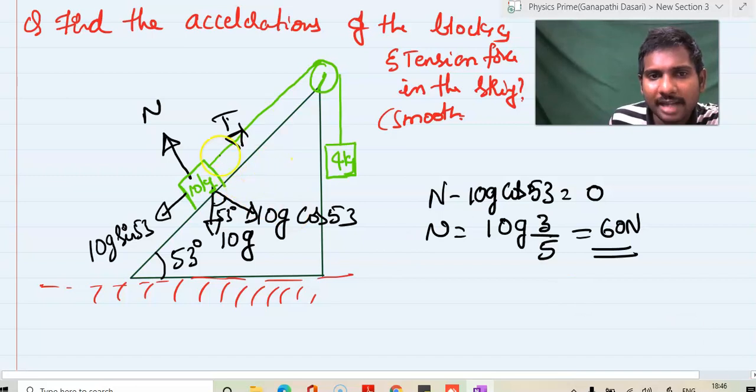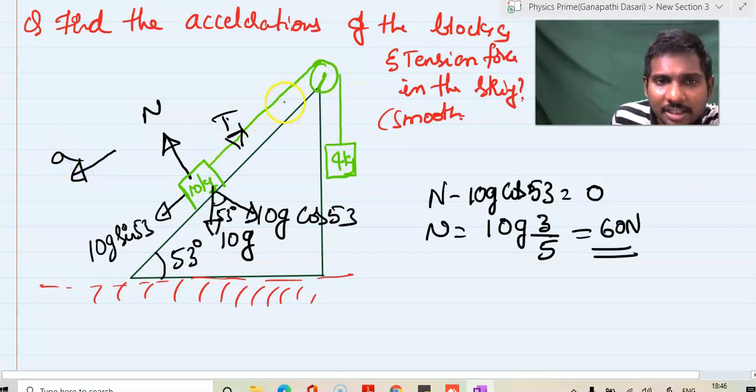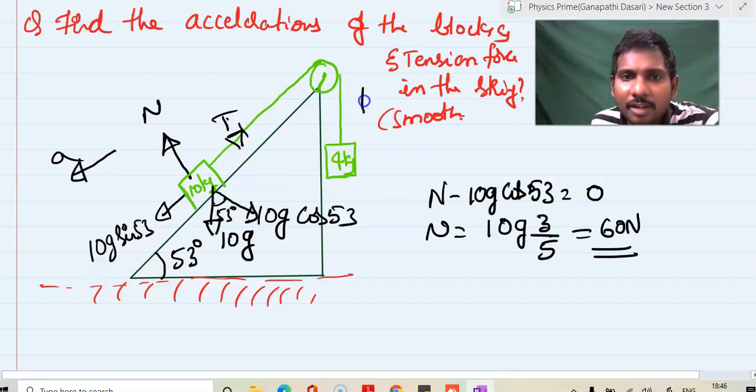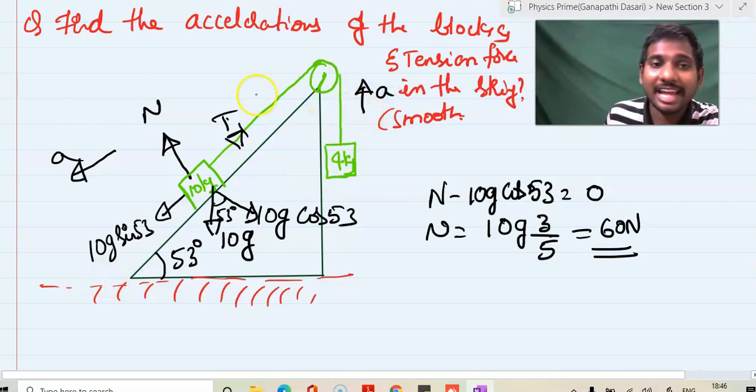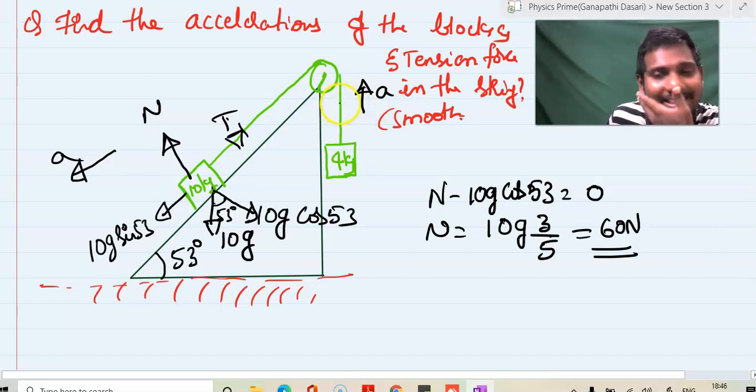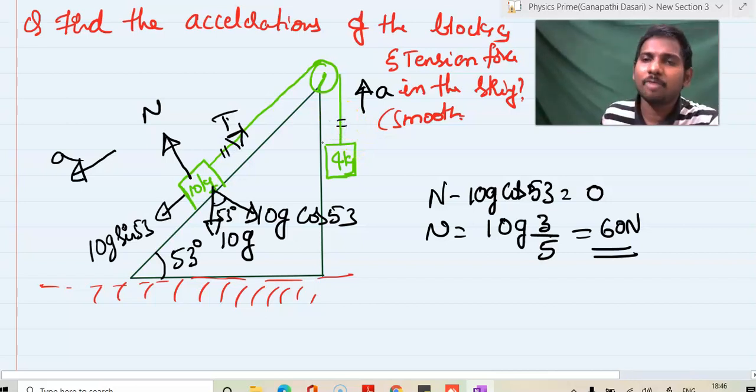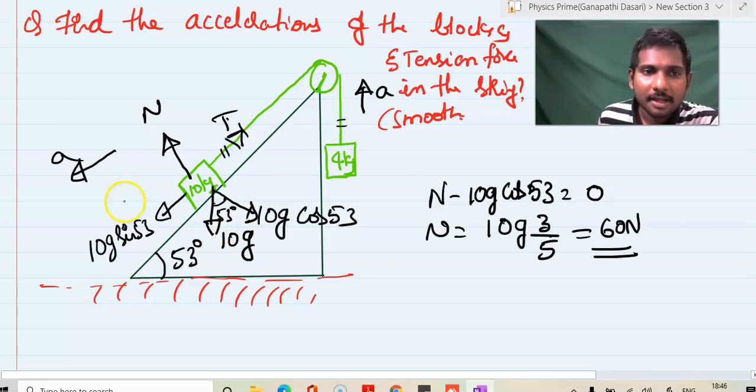If you want to find the acceleration, I am assuming this block is going downwards with an acceleration a, along the inclined plane. This string will go upwards with an acceleration a. The directions are different, but the magnitude will be the same, because the string cannot get extended by itself. How much ever distance this string travels, the same distance this string will travel in the upward direction. So the acceleration magnitudes will remain the same.